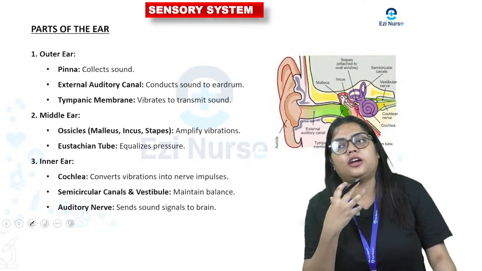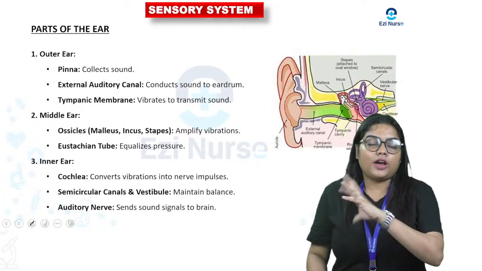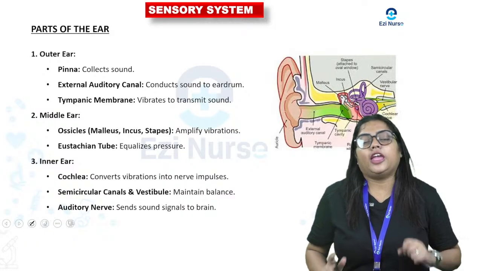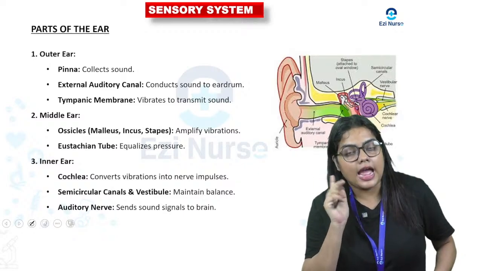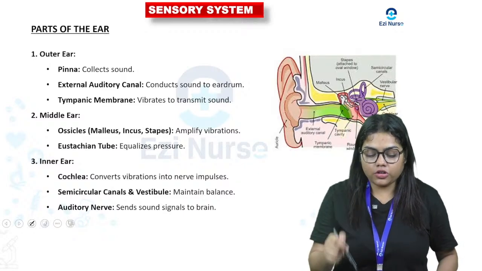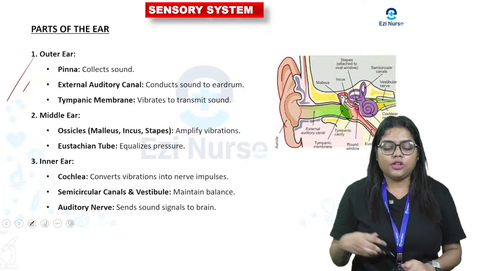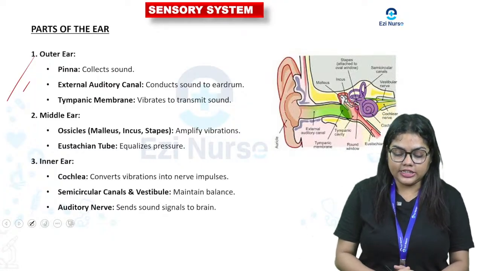Next is sensory organs. There are 5 organs that have sensory parts. It includes our skin, tongue, ear, nose and eye. For the ear, sometimes a question comes. Parts of the ear: there are 3 parts in the ear, outer, middle and inner.